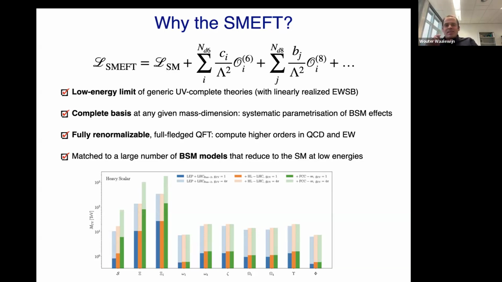So why SMEFT? SMEFT gives you a model-independent way of describing new physics without picking your specific one. So you get a complete basis and a systematic parameterization of BSM effects. It's also a full-fledged quantum field theory, so you can calculate higher orders in QCD and electroweak. And then you can say, rather than constraining some specific model, I can now constrain the parameters of this theory. I can compare that to the data, and then with the constraints on these parameters, you can also compare to specific BSM models.